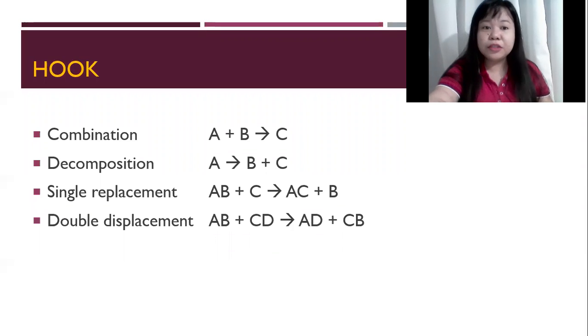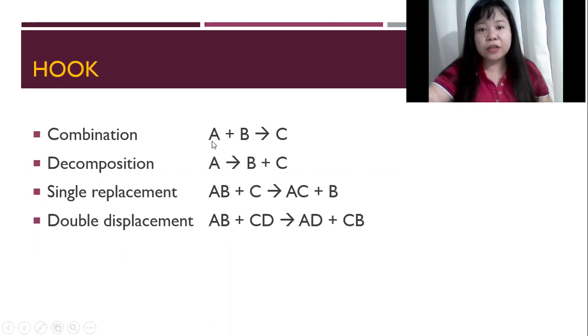So in general chemistry, from your grade 9, you have already learned about the different patterns or types of reactions. So we have combination, decomposition, single replacement, and double displacement. The general form of these different types of reactions are shown here.